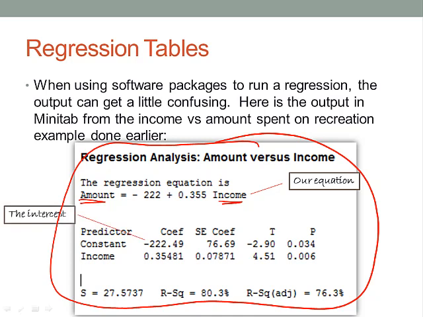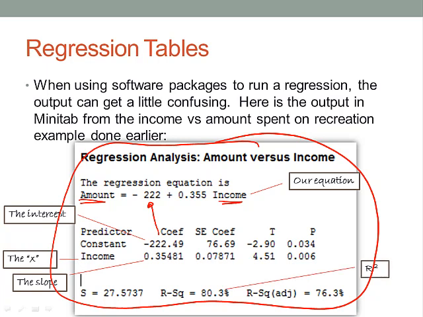Okay, there's our y-intercept, negative 222.49. And so that's what they got, they just rounded it down. Here is the x. 0.355 is x, right? And so there's our slope of 0.355.